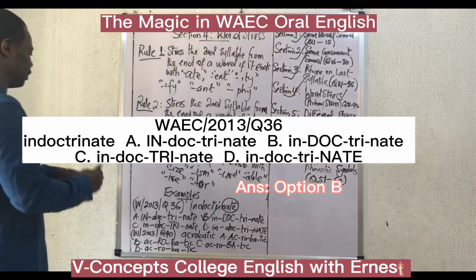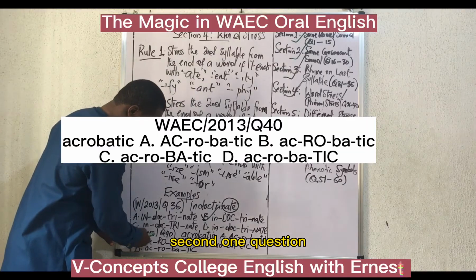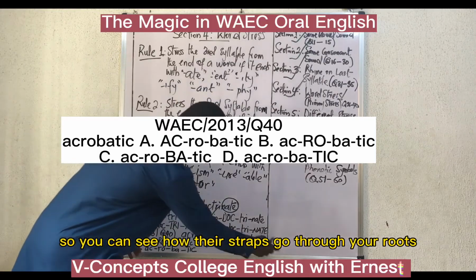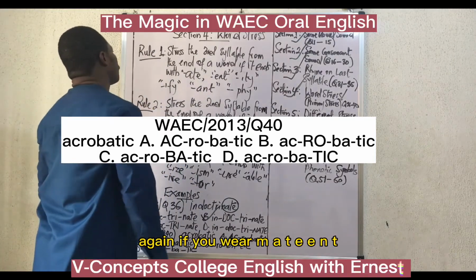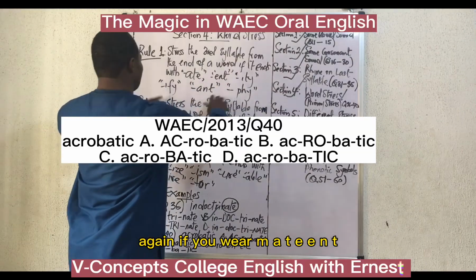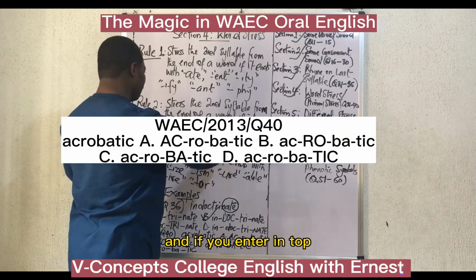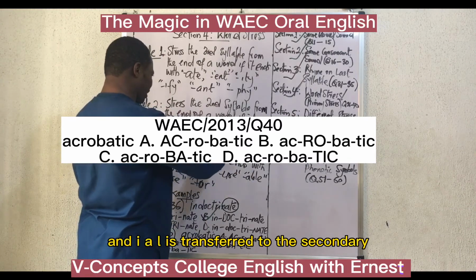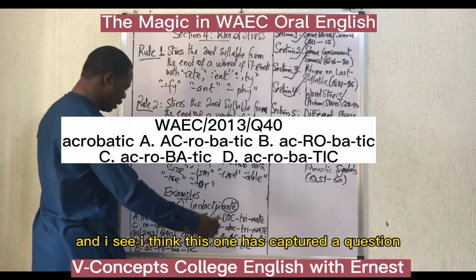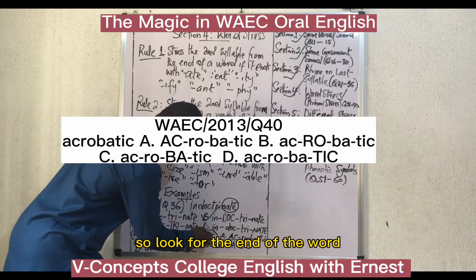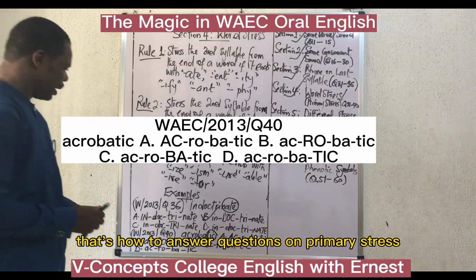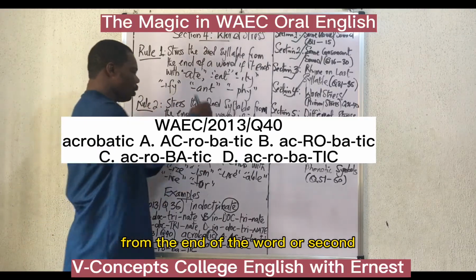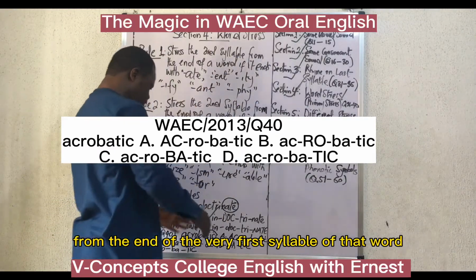That is indoctrinate. Second one, question 40, same 2013. Acrobatic. So you can see how they are stressed. Go through your rules again. If a word ends with ate, stress the third from the end. If it ends with ion, ian, and ial, you stress the second from the end. I think this one has captured a question. So look for the end of the word. That's how to answer questions on primary stress. The end of this word is IC. So which of the rules is it? Third from the end of the word or second from the end?